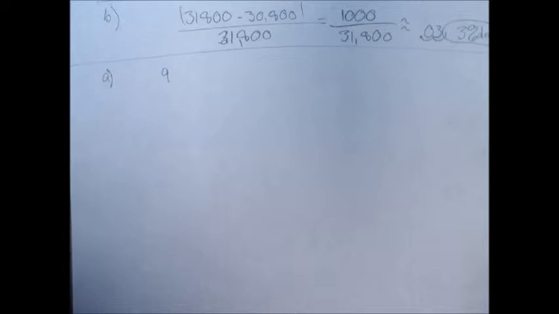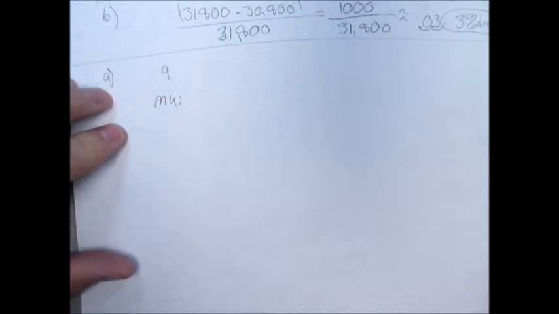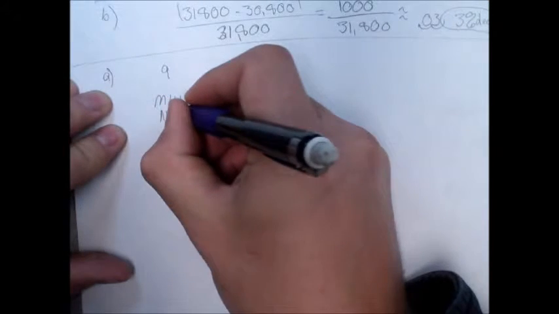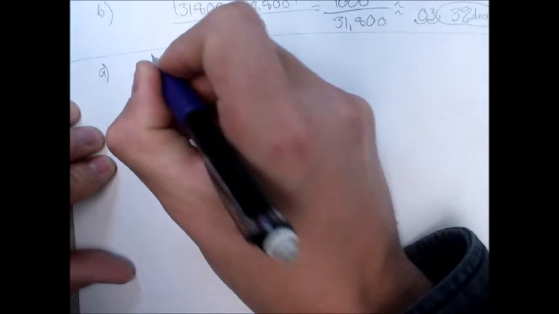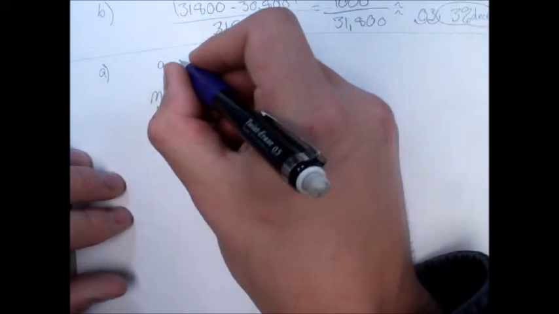They're asking for 2 different answers, so I want the markup. I'm going to write that down. I just put the initials MU, and then the new price I'll write down at the bottom. If my markup is 70%, I need to find out what 70% of $9 is. When I say of, I mean multiply. So 70% as a decimal is 0.7.